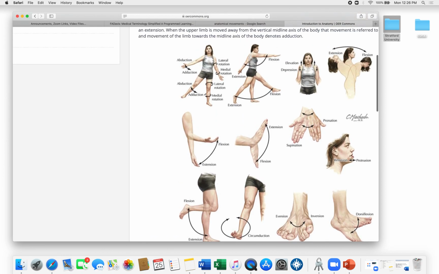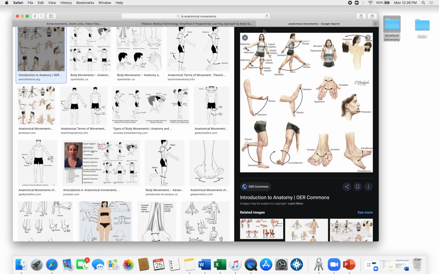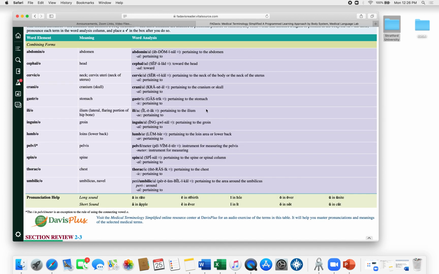And these are the other motions, elevation and depression, of course. And these are the things that, if you have a neurologic problem or a musculoskeletal problem, this is what the doctor would be asking you to do. Okay? Now, here's some more words.